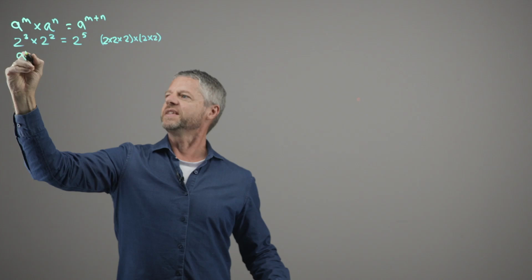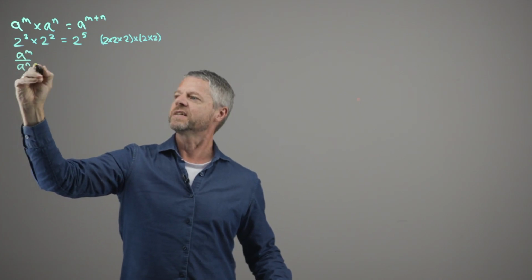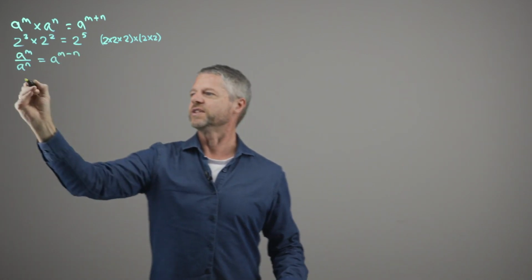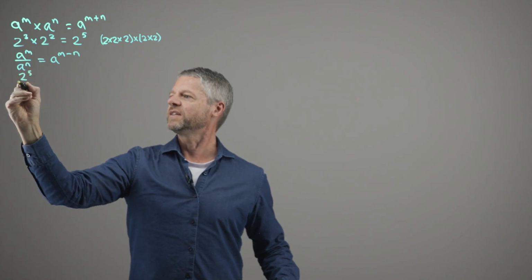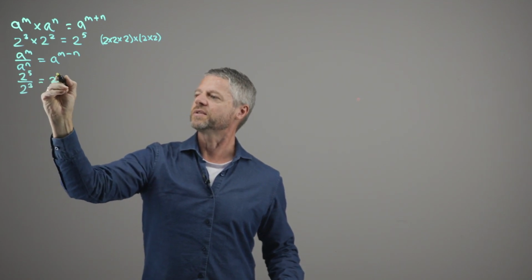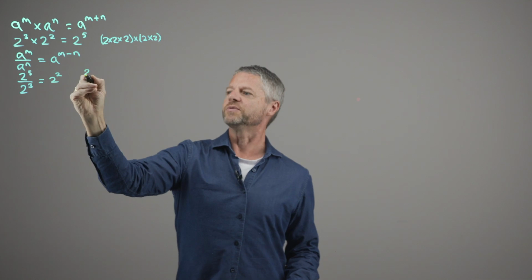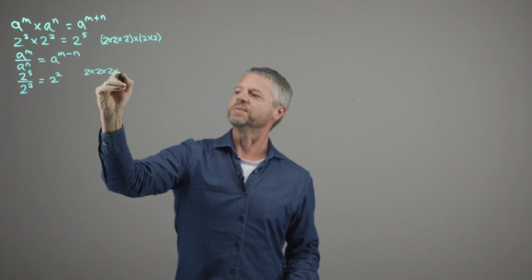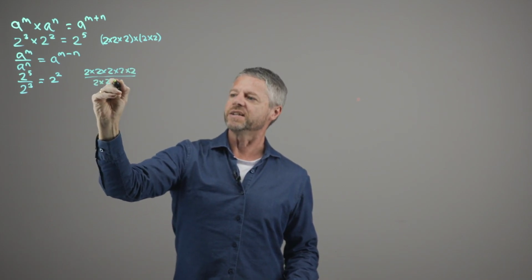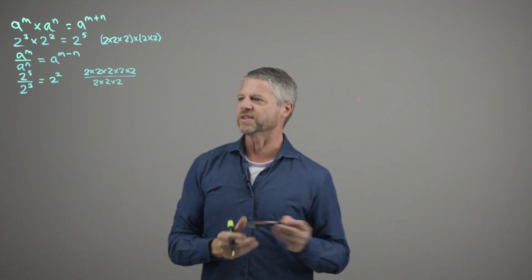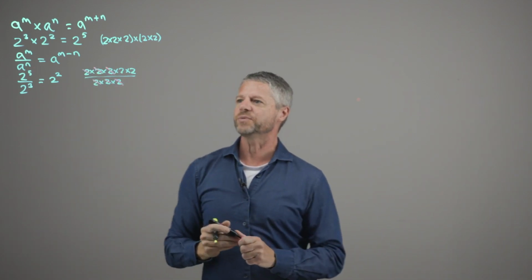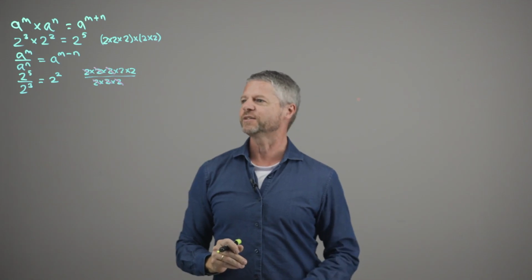If we have a to the m divided by a to the n, then we subtract the exponents. So for example, 2 to the 5 divided by 2 cubed is 2 squared. And that makes sense too, because if we write this out, we've got 2 times 2 times 2, 5 of these guys, divided by, in the denominator, 3 of them, and then we could cancel 3 sets, and we're left with just 2 squared in the numerator.